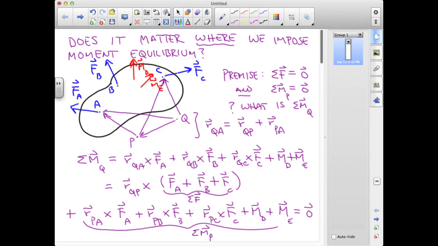So this is a really important result. It tells us that when imposing moment equilibrium, we can choose any point we like. For a three-dimensional body, this will give us 3 scalar moment equations to complement our 3 scalar force equations.